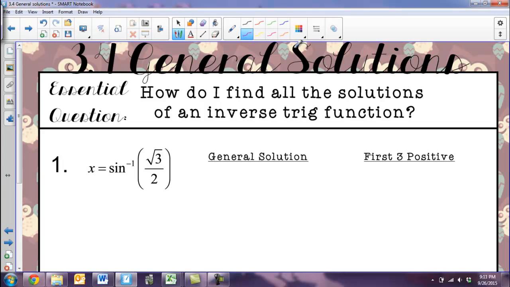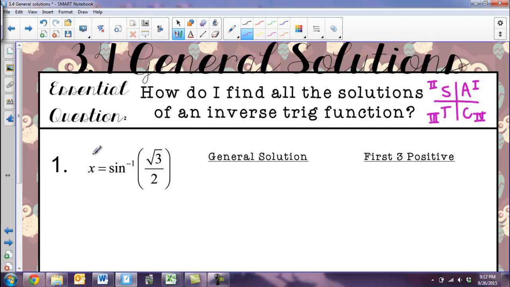One of the most helpful things today is going to be to remember our All Students Take Calculus, or where things are positive in your coordinate plane. Remember, here is where all of your trig functions are positive in quadrant 1. Sine is the only positive trig function in quadrant 2. In quadrant 3, tangent is the only positive trig function, and in quadrant 4, cosine is the only positive trig function.